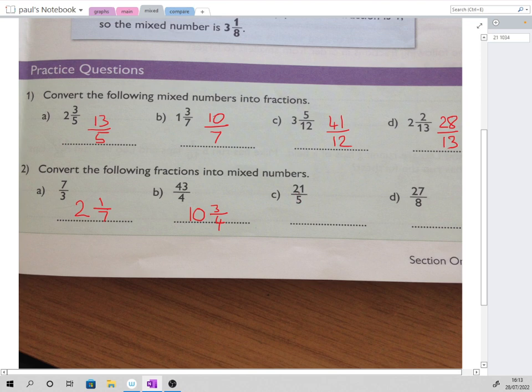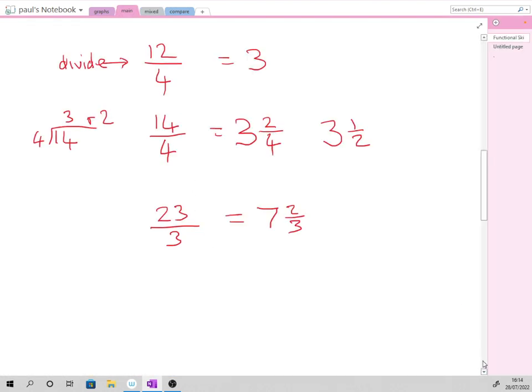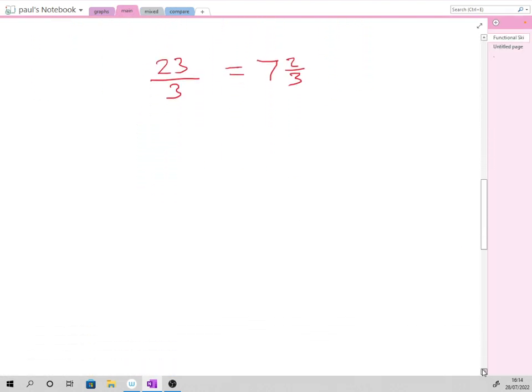4 5's are 20, so it goes in 4 times with 1 left over, which is 1/5. 27 divided by 8. 3 8's are 24 with 3 left over. Okay, so that's going from mixed to fractions, and from fractions to mixed. Right, let's go back and do the compares. The second part of this is comparing.